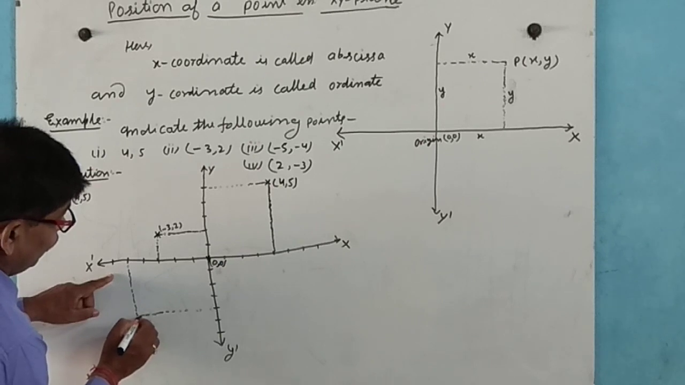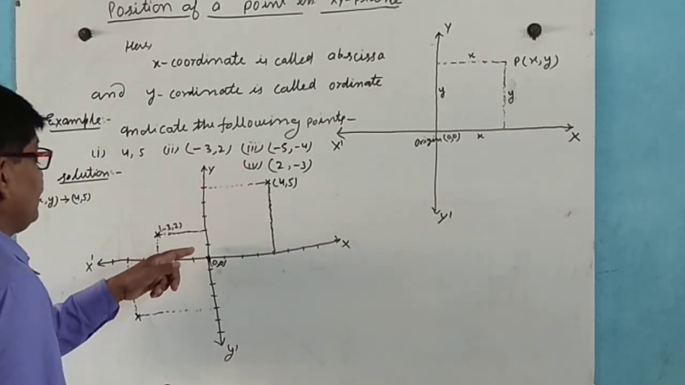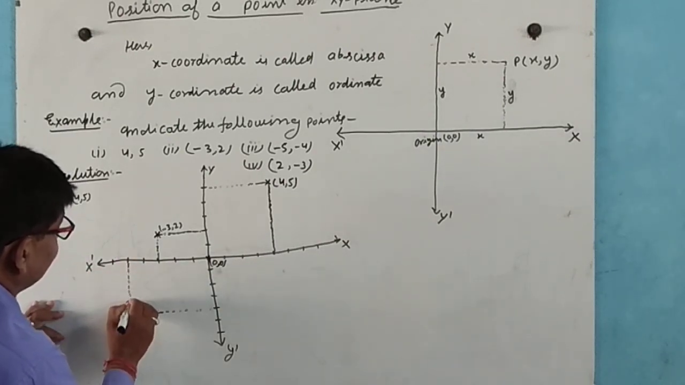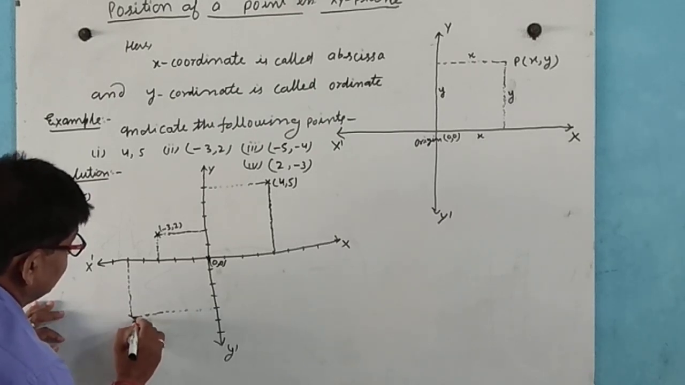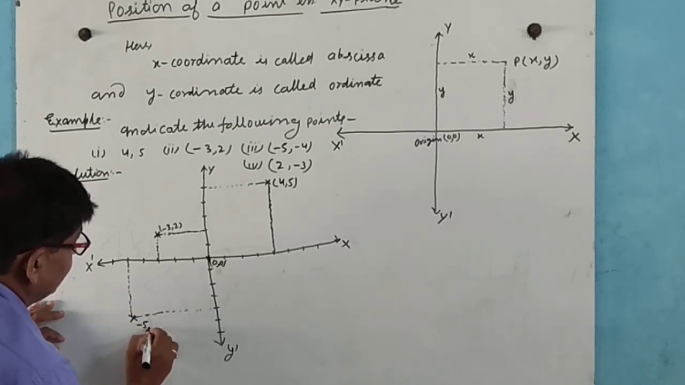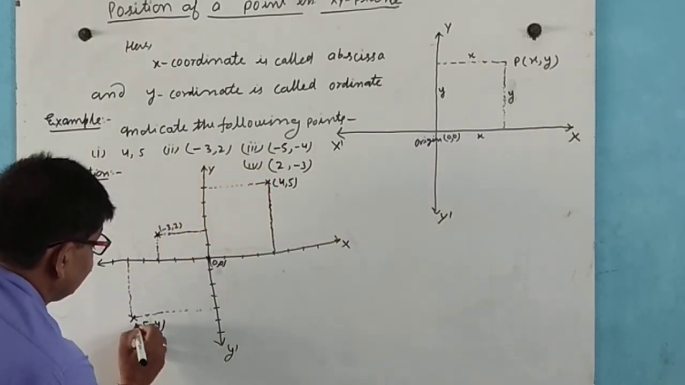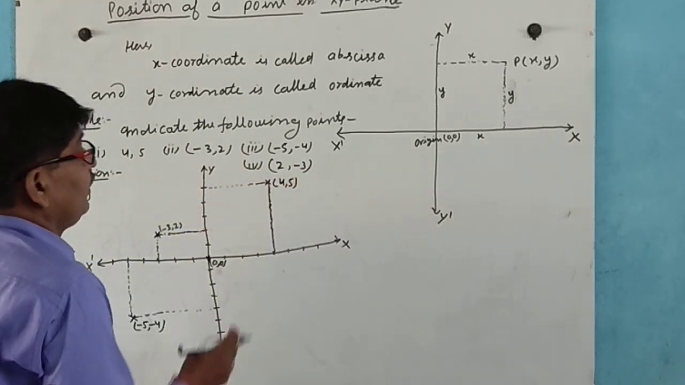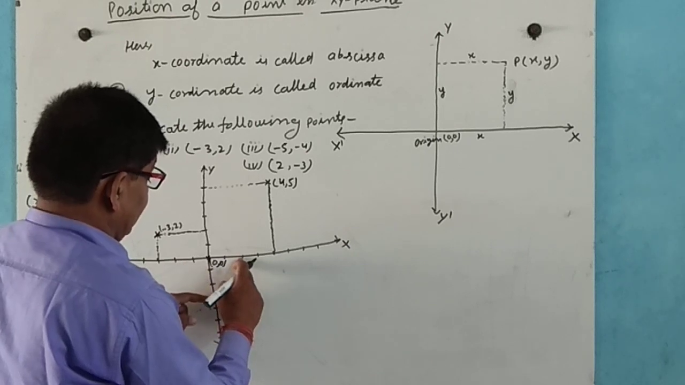So this is the point minus 5 and minus 4 in the downward direction. Fourth, 2 and minus 3. 2 is positive, 1, 2, and minus 3, 1, 2, 3.